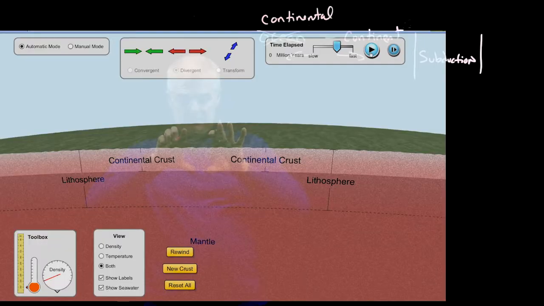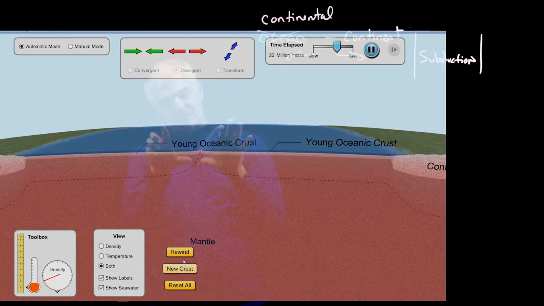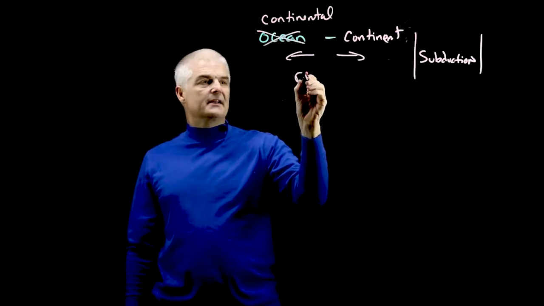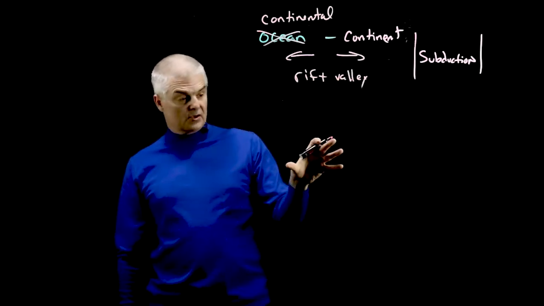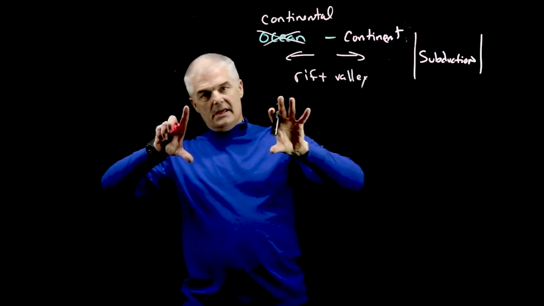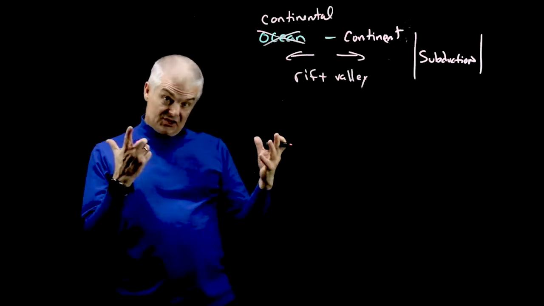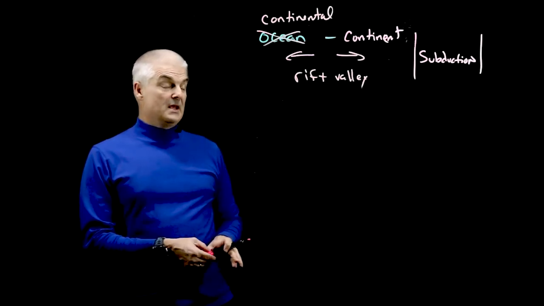Now again, watch what's happening. As it splits, sometimes you can get what we call a rift valley. We see this in Africa, at the Great Rift Valley of Africa. And if it's a big enough split, it will actually form a sea, an ocean, and it's how we create new oceans.